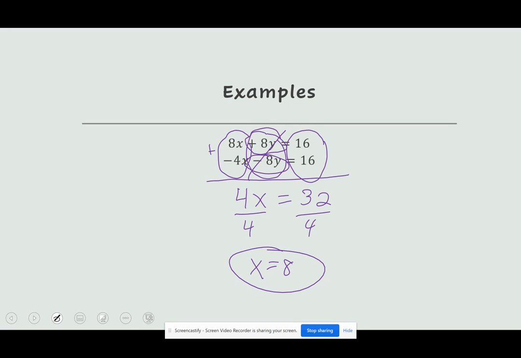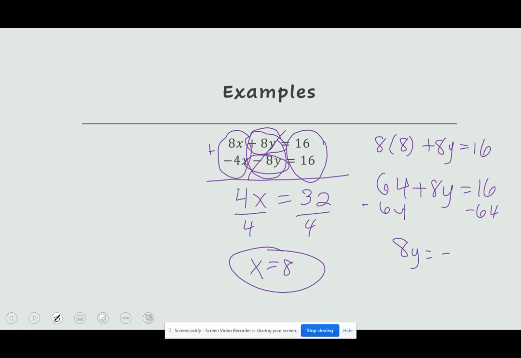So you can plug it into either of your original equations. So I'm just going to choose the top one. So we have 8 times 8 plus 8y equals 16. So we have 64 plus 8y equals 16. We're going to subtract 64. So 8y equals negative 48 and divide by 8. So y is negative 6. So our solution that makes both of these equations true is 8, negative 6.